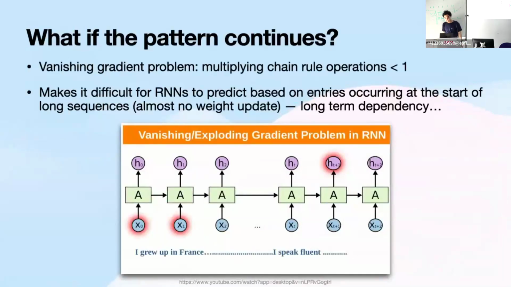There is a problem with RNNs. What if the pattern continues? Imagine we continue this RNN over time. We increase the window size. Why do we need to increase the window size? In some tasks, a window size of 5 is not good.